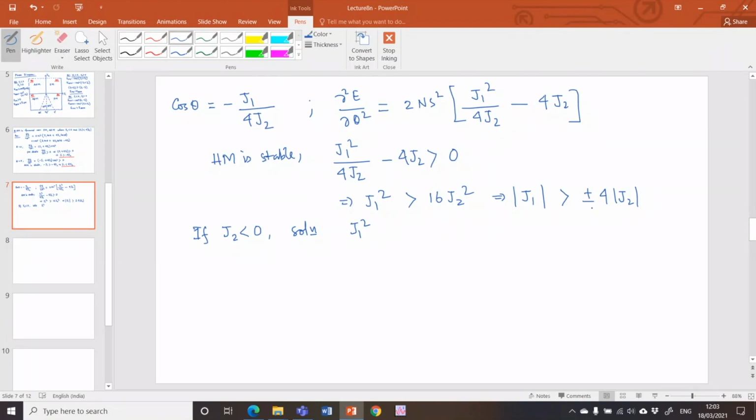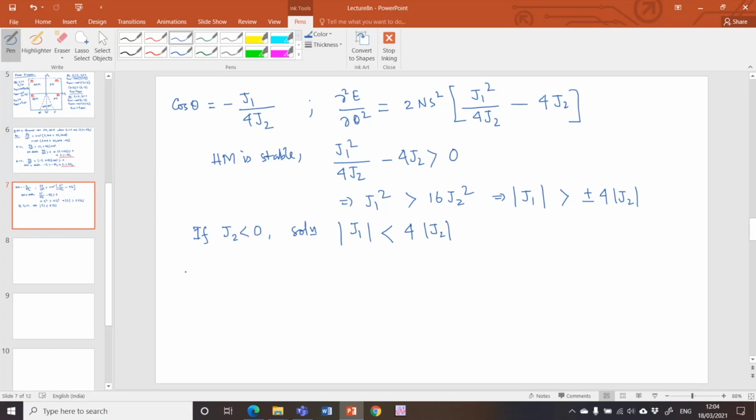Now if J2 is less than 0, then I think what will happen is here our mod J1 will be less than 4J2, right? Okay, so this is the only solution.